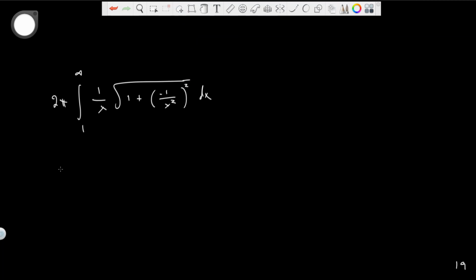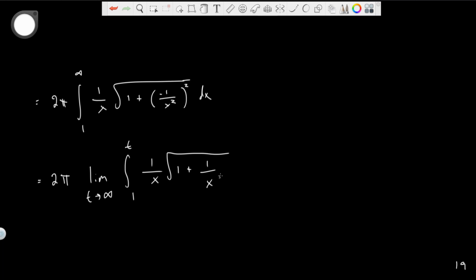All right, so we have the surface area is equal to 2 pi times, okay, I'm going to rewrite this, the limit as t goes to infinity of the integral from 1 to t of 1 over x times the square root of 1 plus 1 over x to the 4th dx. So we just need to evaluate this thing. That sounds annoying, though. Let's think about this for a second. Can we just determine whether it converges or diverges?